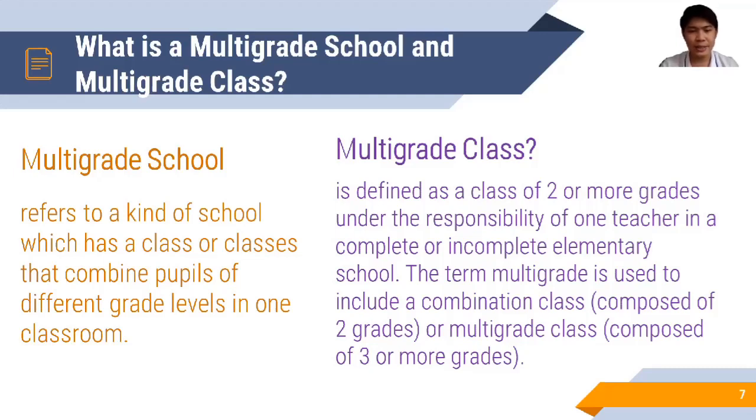While a multigrade class is defined as a class of 2 or more grades under the responsibility of one teacher in a complete or incomplete elementary school. So the term multigrade is used to include a combination class composed of 2 grades or multigrade class composed of 3 or more grades. So this is as per revised omnibus policy of the multigrade. So meaning to say, we can consider that a school is a multigrade school if there are teachers handling 2 or more classes in a single classroom.